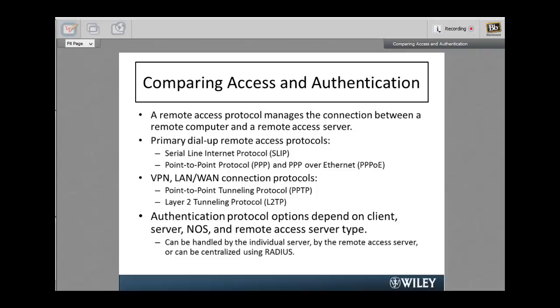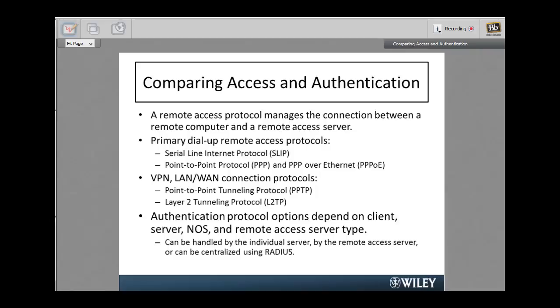The primary remote access protocols in use today are the Serial Line Internet Protocol (SLIP), the Point-to-Point Protocol (PPP), Point-to-Point Protocol over Ethernet, or we call it PPPoE, and the Point-to-Point Tunneling Protocol (PPTP). Also, the Layer 2 Tunneling Protocol, L2TP.